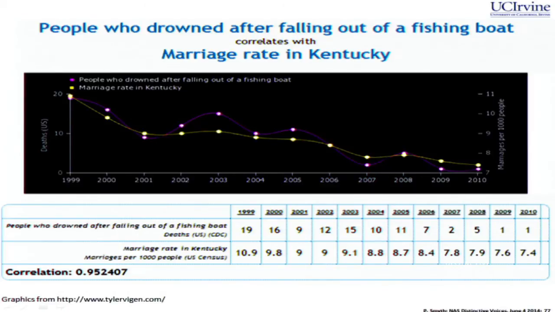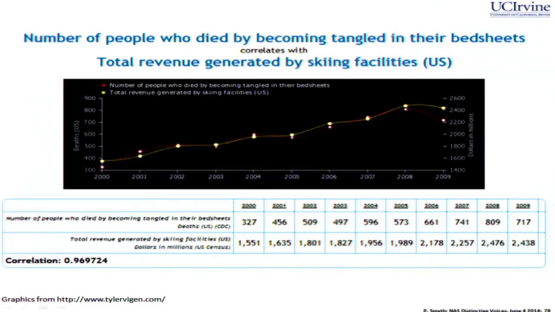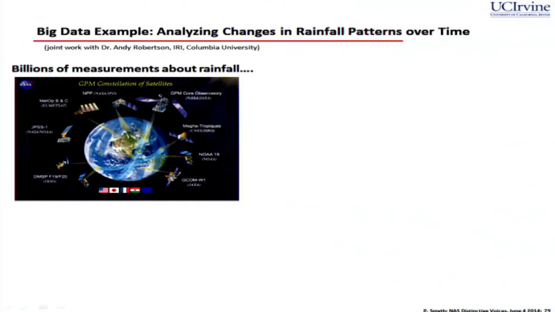Okay, we'll do a different one. We'll do people who died by becoming tangled in their bed. I mean, this is awful. It's sad, but it is the data, so what can I say? The reason I'm showing you this is just to show what can happen if you just search randomly for patterns.